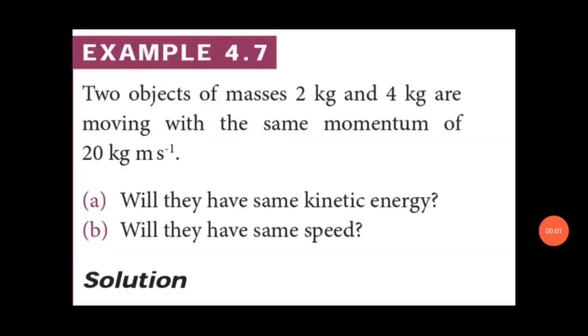Related to this, we are going to see the next problem, that is example problem 4.7. Two objects of masses 2 kg and 4 kg are moving with the same momentum, that is 20 kg m/s. What we have to calculate is whether they will have the same kinetic energy or the same speed. That we are going to calculate.